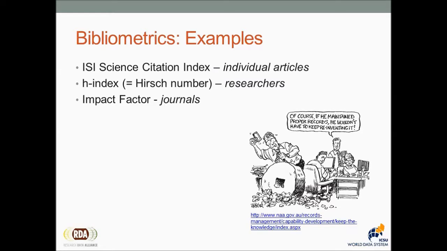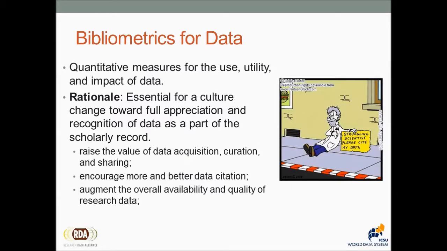We're looking at applying bibliometrics to data, and we don't necessarily want to have the situation where we have to redo everything from scratch and start reinventing the wheel from the very beginning. We want to take advantage of stuff that's already been developed and figure out what works, what we can take advantage of, and what pitfalls we need to avoid. So this working group, it's called bibliometrics, but what we're actually doing is applying bibliometrics to data. And we want to apply measures to data to determine how used it is, how useful it is, and also how much of an impact it has.